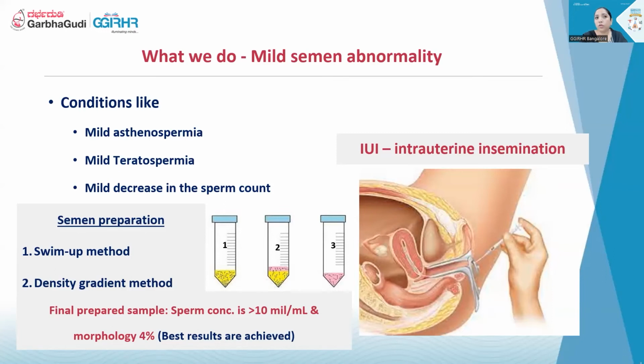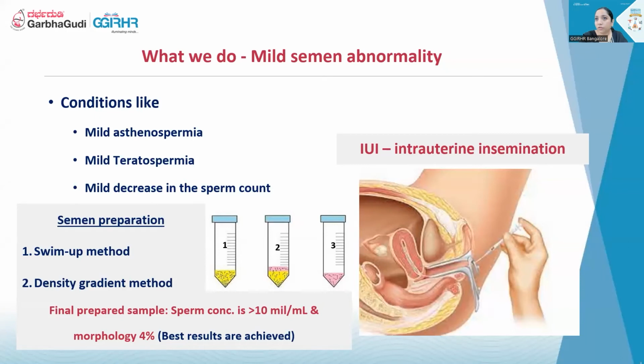So if you're seeing the count is good, the motility is good, the rapid progressive is good enough, and the total motility is more than 42%, then you can try a swim-up method, wherein a simple centrifugation is done, the pellet is formed, and you layer the pellet with the media. So the sperms have the capacity to swim up and get collected in the media. And this media can be used for IUI. So that is the swim-up procedure.